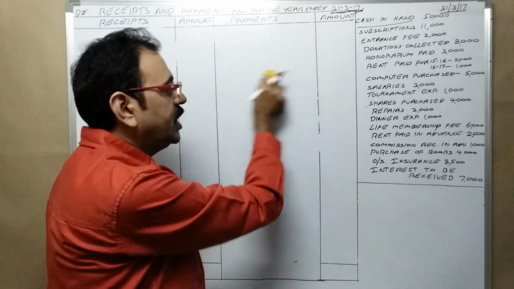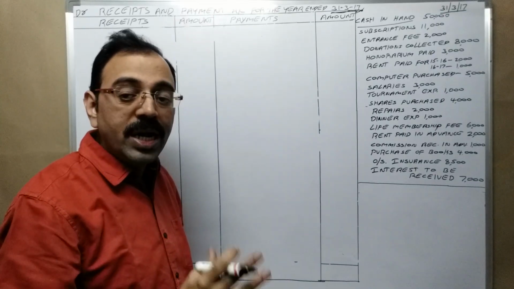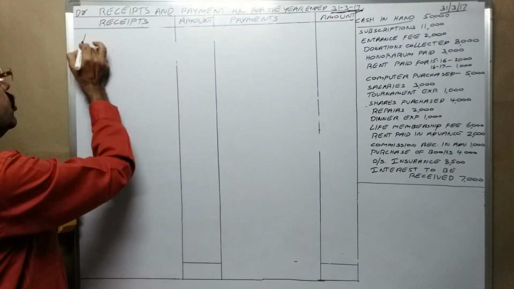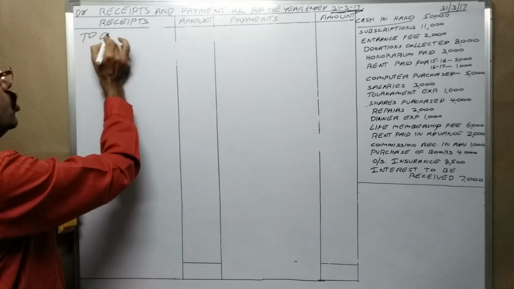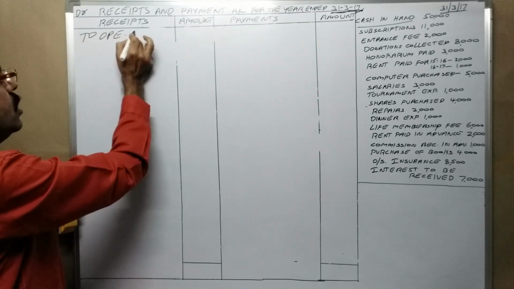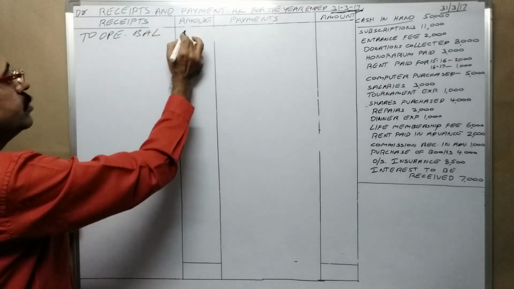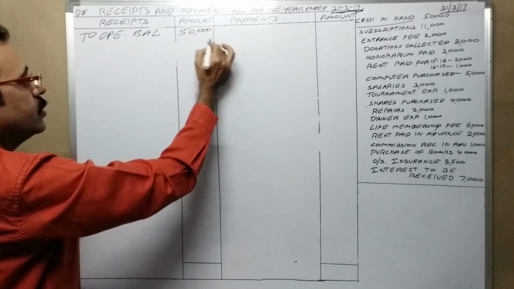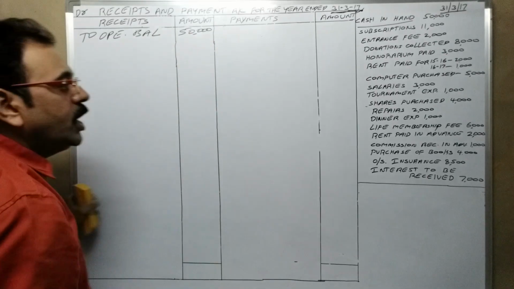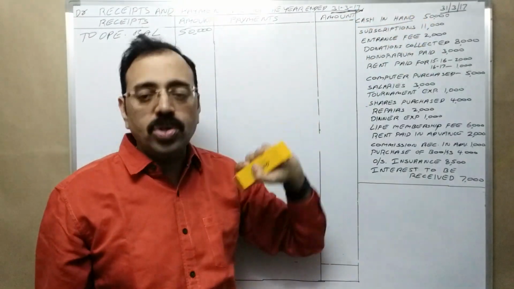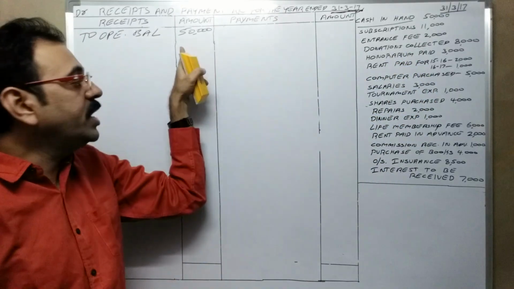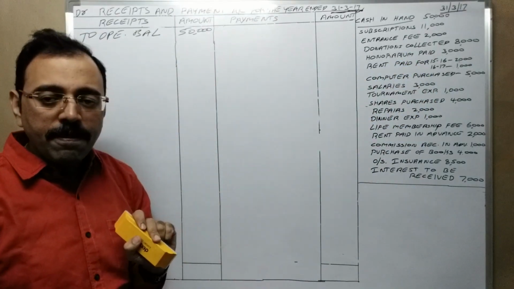Since it is an asset, it shows a debit balance. Therefore, on the debit side, we should record that to opening balance, 50,000 rupees. Sometimes he may give cash at bank also, opening bank balance. Then that amount also we should write in the debit side.